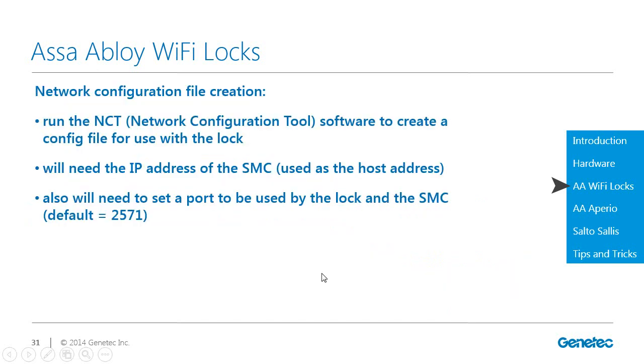Now before we add the lock to the SMC, we need to do some configuration on the lock side first. So to do this, we need to use the NCT or Network Configuration Tool software to create a configuration file for use with the lock. Just take a look at the manual that comes with the NCT for more detailed instructions, but basically you're going to need to provide the software with the IP address of the SMC, which will be used as the host address, and also set the communication port that will be used by the SMC to discover the unit. The default port that's set up in there is 2571.